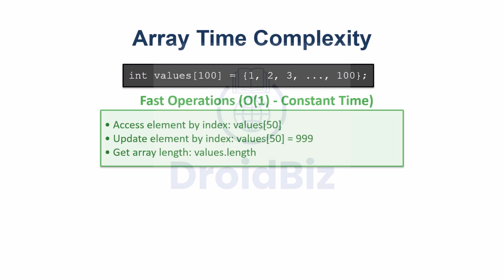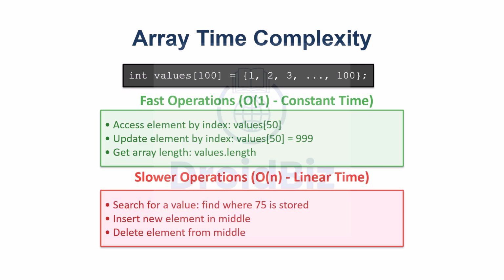This is fast because the computer can directly jump to that memory location using simple math. Updating an element by index is also fast, like setting values at index 50 equals 999. Again, we know exactly where to go in memory. Getting the array length using values.length is also very fast because this information is usually stored with the array.